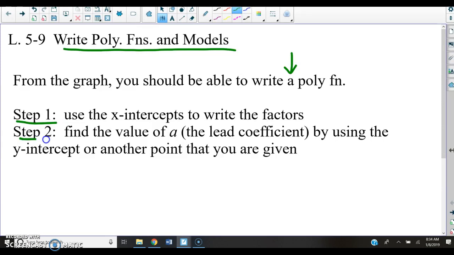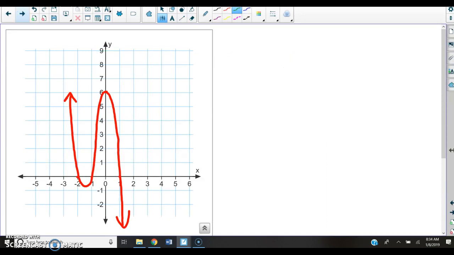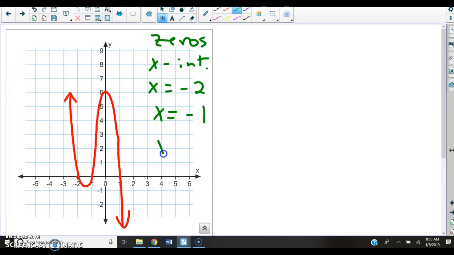Okay, and then step 2, you've got to find your lead coefficient by using the y-intercept or another point that you are given. Let's look at a couple examples. Okay, when I look at this one, I see my zeros or my x-intercepts at x equals -2, x equals -1, and x equals 1.